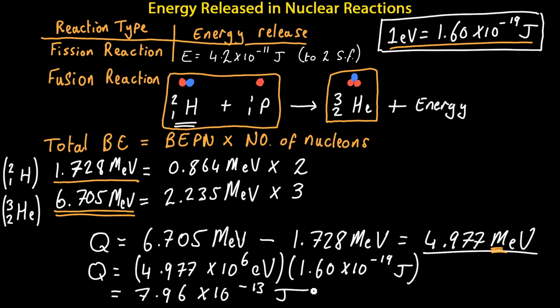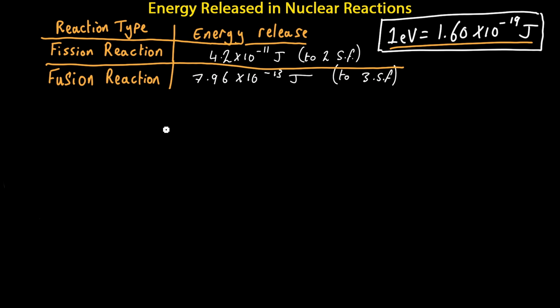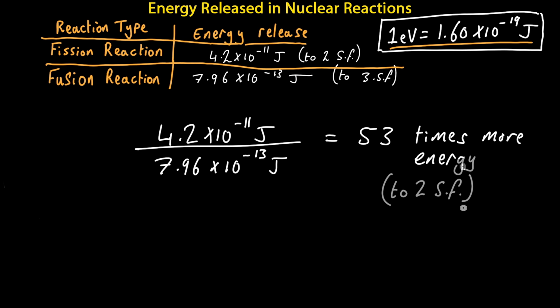We can see from our energies from both the fusion and fission reaction that the fission of uranium-235 released much more energy than the fusion reaction. And if we want to figure out how much more energy was released, we divide the energy released by the fission reaction, 4.2 times 10 to the minus 11 joules, by the energy released from the fusion reaction, 7.96 times 10 to the minus 13 joules. And we find that the fission reaction has released 53 times more energy, to 2 significant figures.